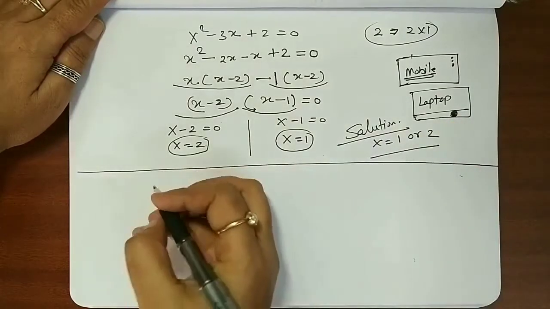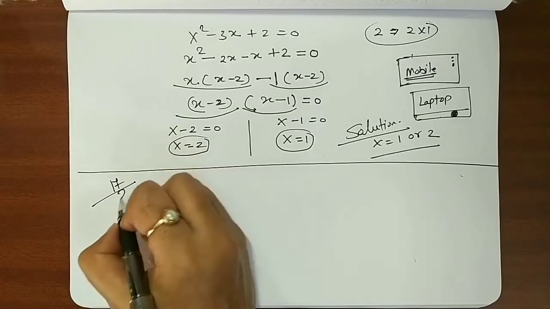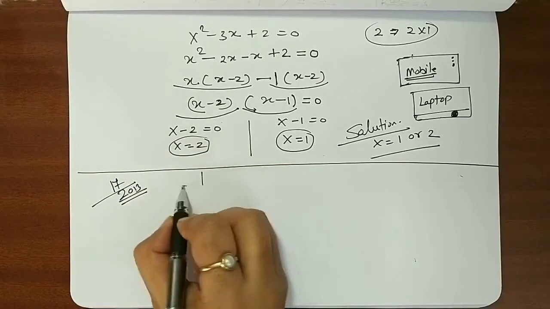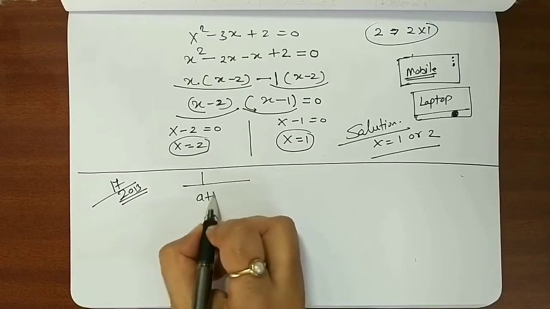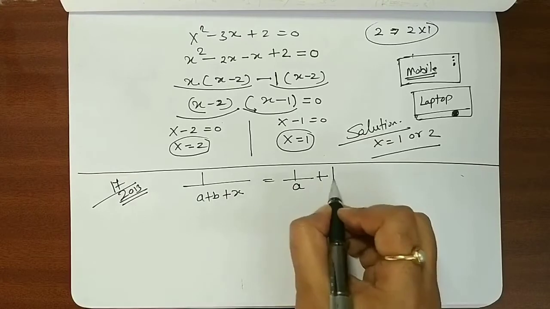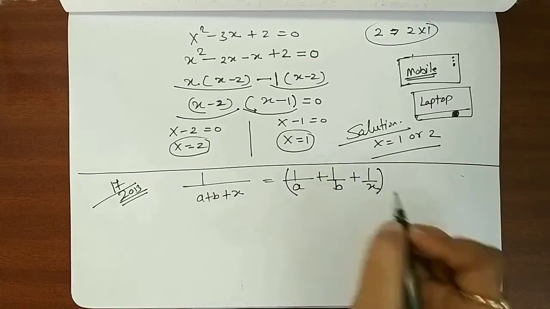Okay, let's do the next question, number 17. It also came in the 2013 board. So here is the question, guys. 1 by (a plus b plus x) is equal to 1 by a plus 1 by b plus 1 by x.